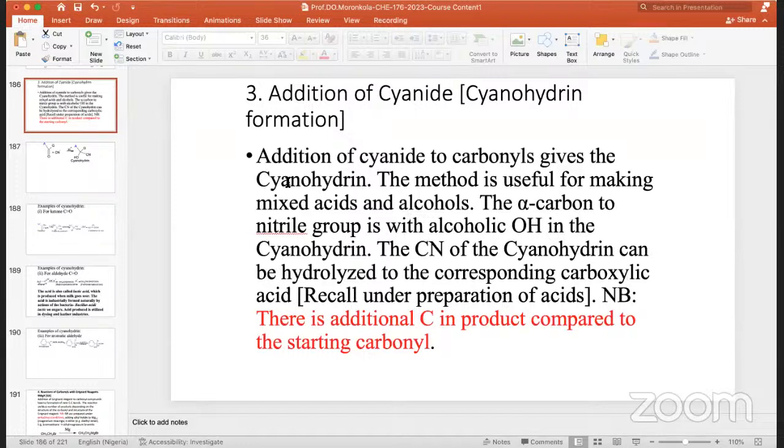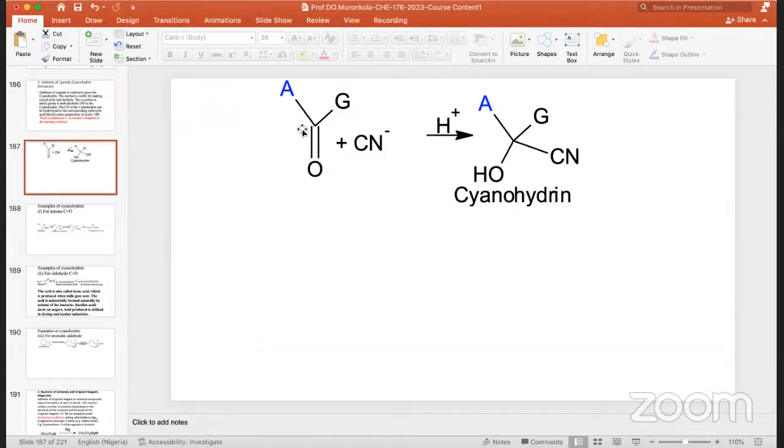You will also notice that what you started with has increased by an additional carbon in the final product. After the cyanide joins, you have an additional one carbon. All the time you have a cyanide reacting to form cyanohydrins. So that's it.